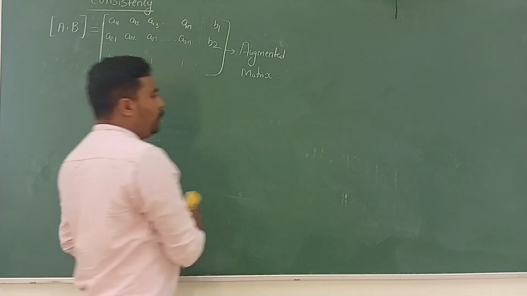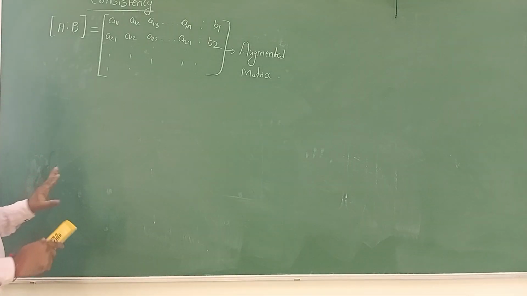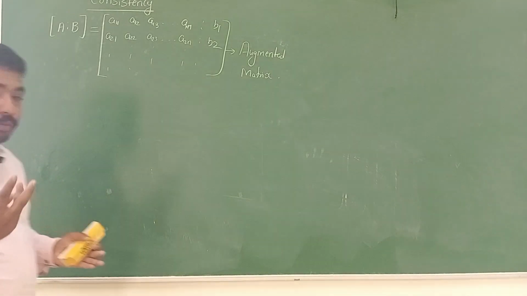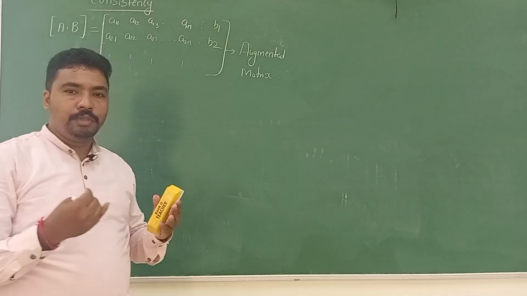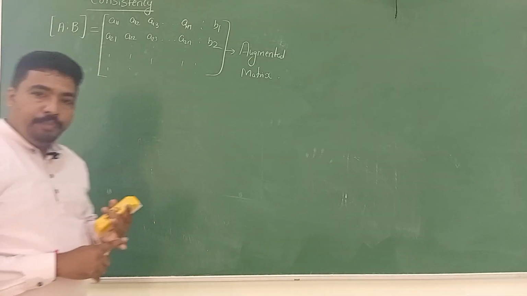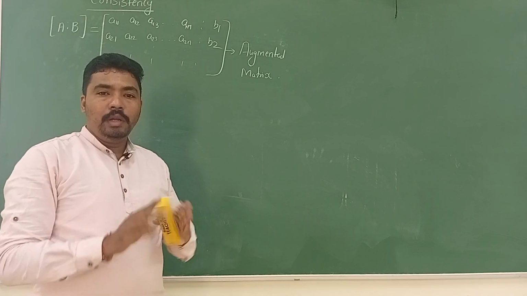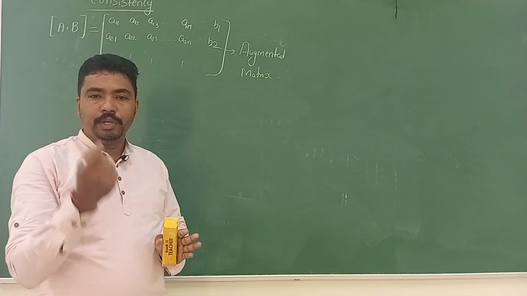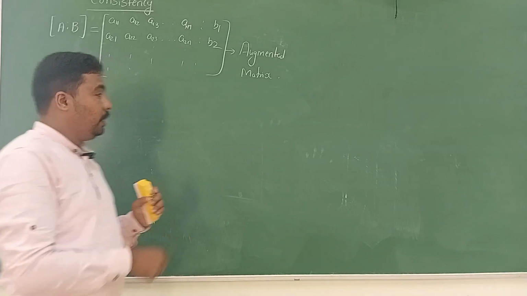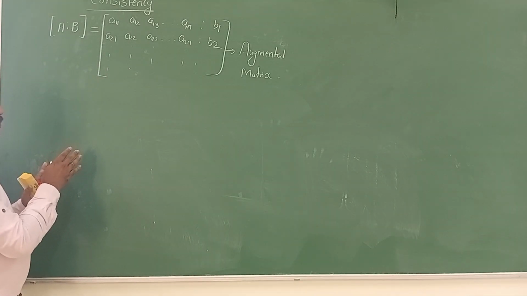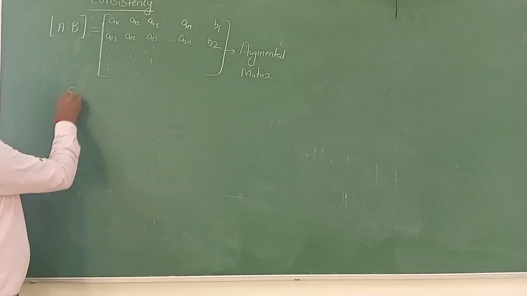Now, how do we find the solution of the given system of equations based on the consistency concept? There are three types of solutions: unique solution, infinitely many solutions, and no solution. Before that, we have to do one small operation, one small process. What is that? Let us see the steps to solve the problem.